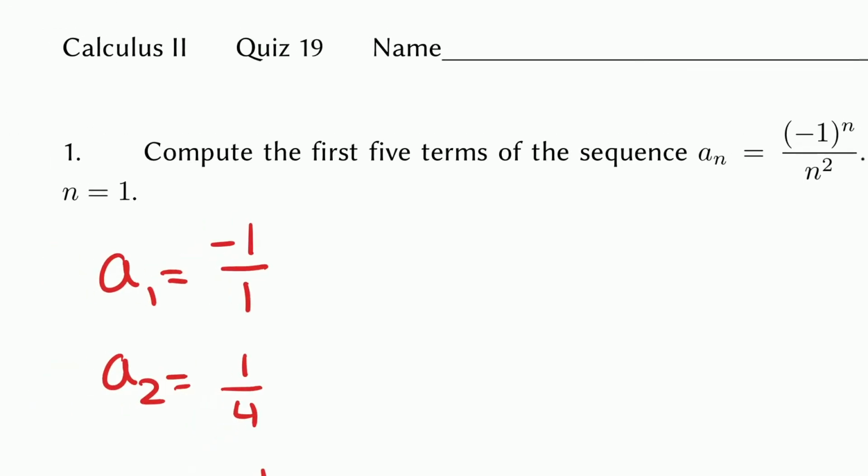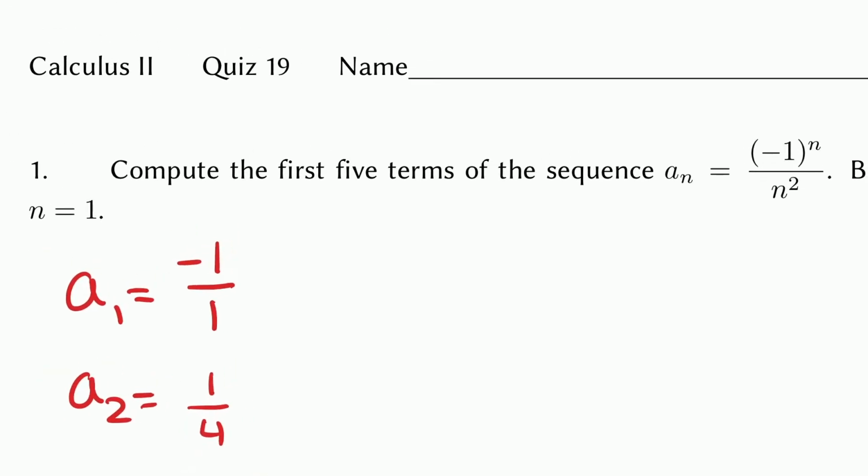Not hard, you're just plugging in numbers. Hopefully this didn't cause you a lot of grief. So here are my answers, I've got a sub 1. I just listed them this way. If you listed them across, that's fine too. So you could have done this: -1, 1/4, etc.